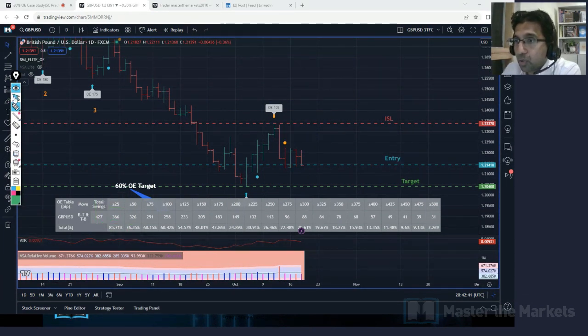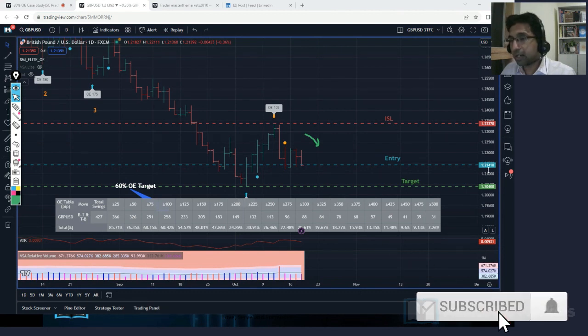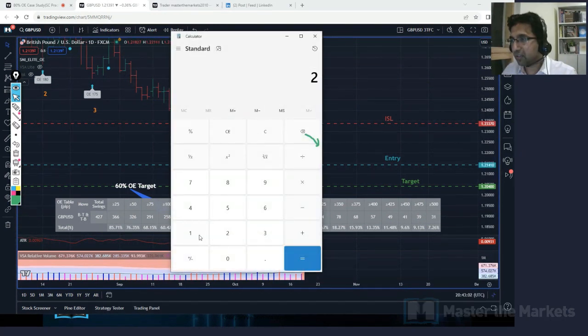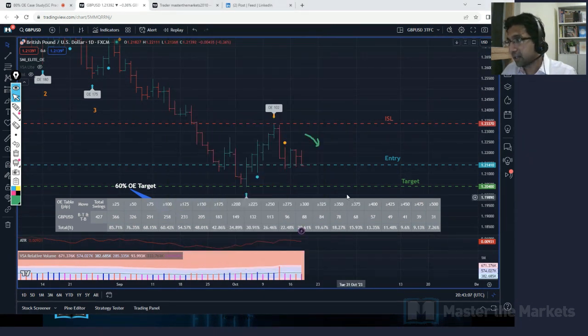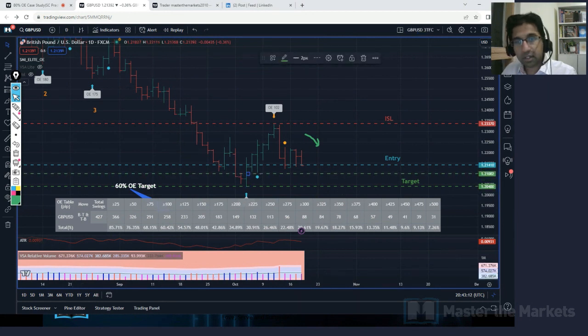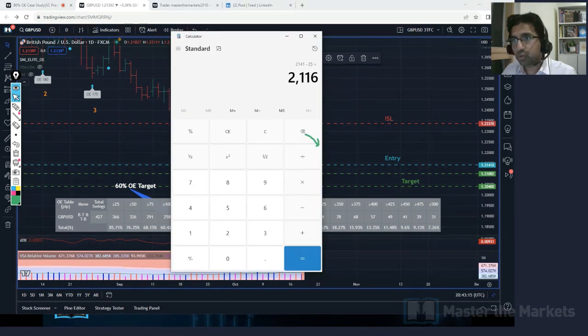Yeah. So in terms of that, what we then do from the entry, because here in this example in real time we're going short, is we take 25 pips away from the entry point, okay? So 2141 minus 25. So how much is that? Some of you are faster than the calculator. I'll just do it here. Minus 25, that will be 2116. So you see, if I want to do an 80% open equity strategy, let me just get the number again. 2116 is what we are looking at.